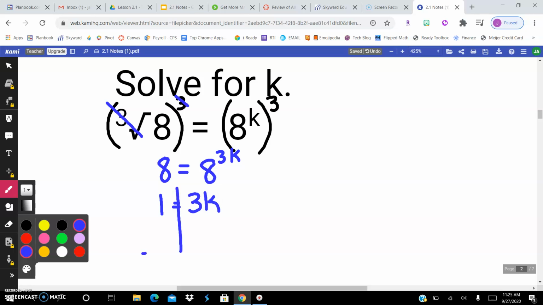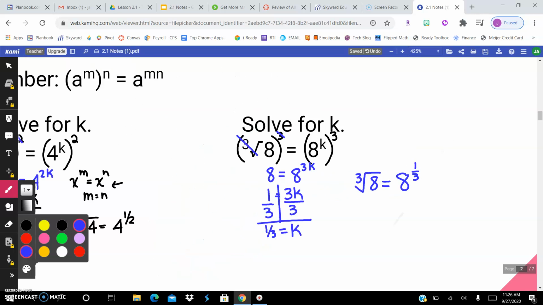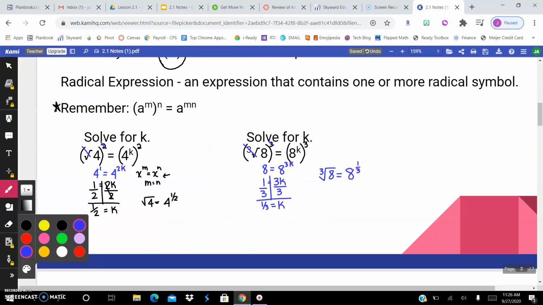So if I flip the equation upside down, 3 times k, the opposite would be to divide by that 3. So I'm left with k equals 1/3. So going back to our original problem, the cube root of 8 is going to be equal to 8 to the 1/3. So quickly looking at those two, we're looking at this and we're looking at this.